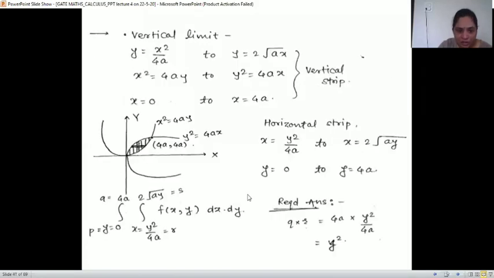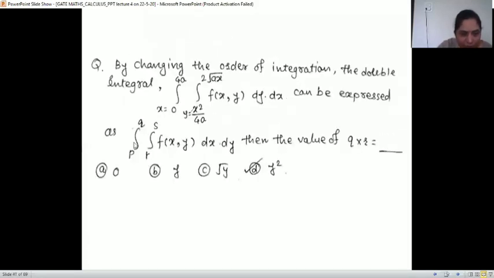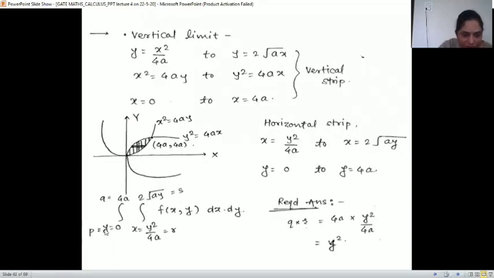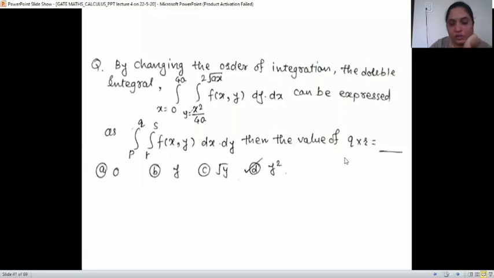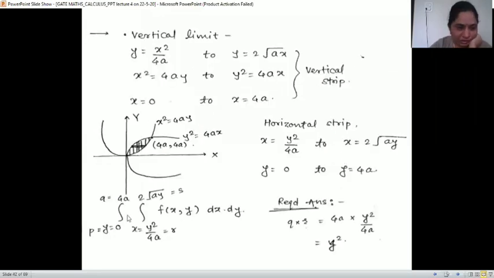We have written this, and then it is asked to you PQRS. This is PQ, this is RS. So our P is 0, Q is 4a, R is y square by 4a, and S is 2 root ay, right? Next you are asked Q into R. So Q into R is 4a into y square by 4a. 4a cancels. The answer is y square. Chalo, next.